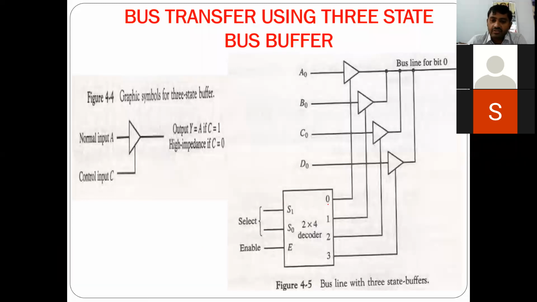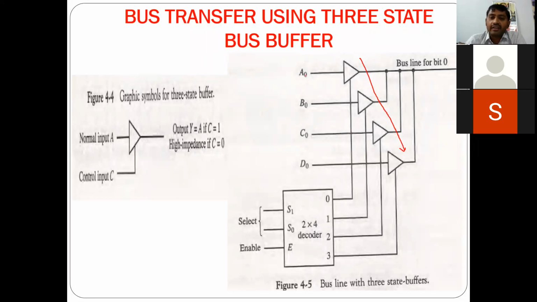If it is 0 0, this output 0 will be activated. If it is 0 1, 1 will be activated. If it is 1 0, 2 will be activated, and if it is 1 1, 3 will be activated. Now here we have 4 tri-state buffers, right? And each one is given a control input from the decoder. 0 will be given for this one, 1 is given for this one, 2 and 3.